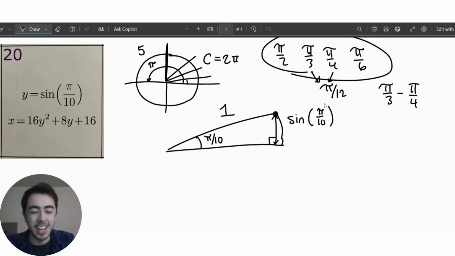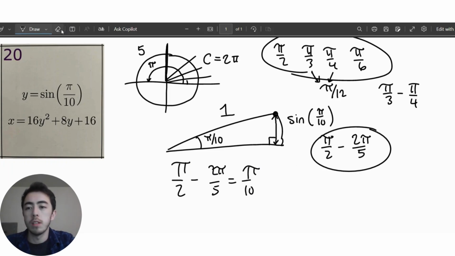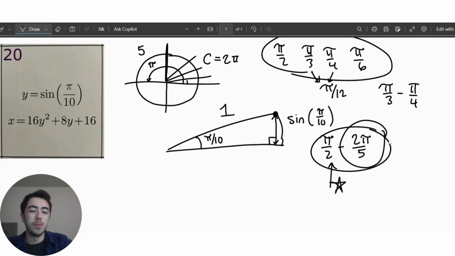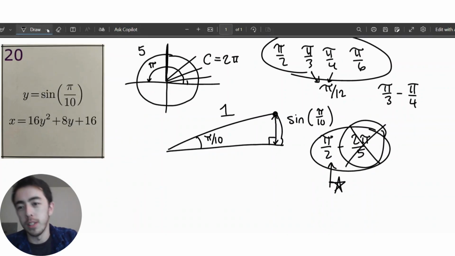To get a pi over 10, I'd have to do pi over 2 minus 2 pi over 5 if I wanted to express it as a difference. That's just because half minus 2/5 is a tenth, and so sticking these pi's up top is not really changing much. So I would really like it if I had some easy sine and cosine values for pi over 2 and 2 pi over 5. Fortunately, I do have them for pi over 2, but here's the issue. Pi over 5 is kind of a tricky angle. So I'm not going to set out and try to find pi over 5. That doesn't sound like a worthwhile task.